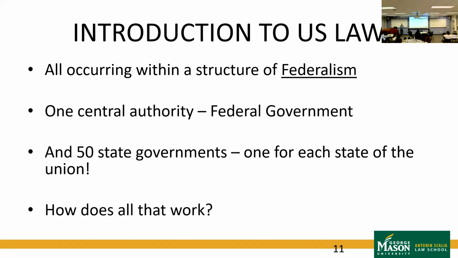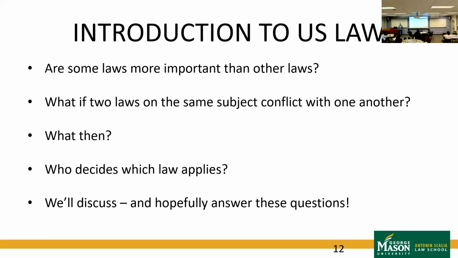All of this is occurring, as I said earlier, within the structure of federalism. One central authority, the federal government, and 50 subordinate state governments, each with their own set of laws. This course will discuss how does all of that work? How does all that patchwork work? Back at the origin of this country, there were 13 states with their own governments enacting laws. Now it's 50, and has been for some time. How does all of that work? Are some laws more important than other laws? What if the federal government passes a law that's in direct contradiction of a state law? What rules? What governs? And who makes that decision? Of course, we'll talk about that. And we'll discuss this and hopefully answer these questions.